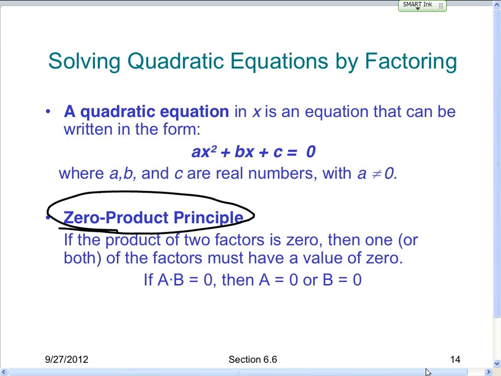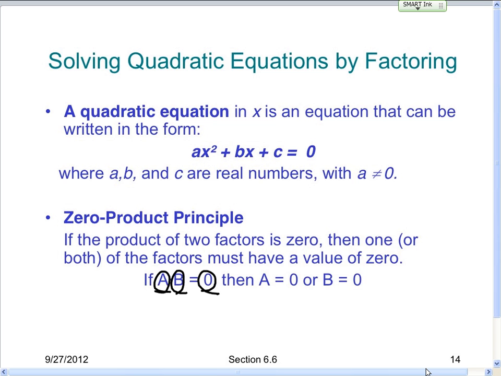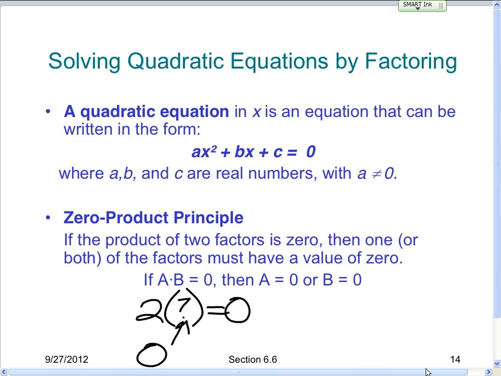Zero product principle. Well, that's going to seem like, well, yeah. If I multiply two numbers together and they equal 0, that must mean that either one of the numbers is 0 or the other number is 0. So say, for example, I tell you that I have 2 times some number, I don't know what it is, equals 0. The only way to multiply 2 times something and get 0 is if this number right here is 0. That's exactly what I just said here. If I multiply two numbers together and it equals 0, then one of the numbers must be 0.